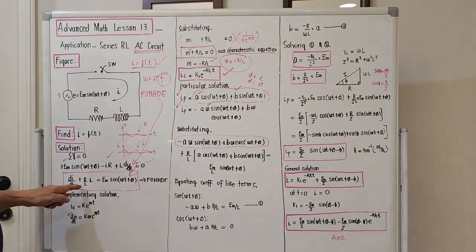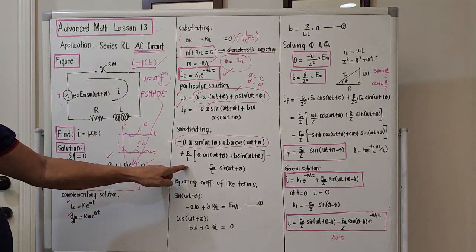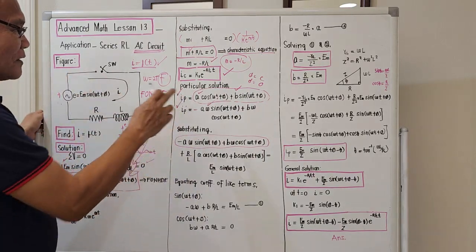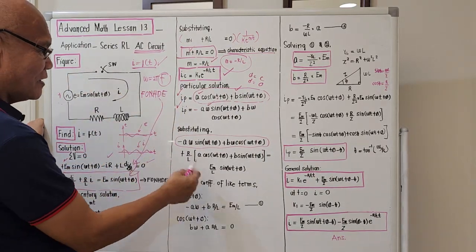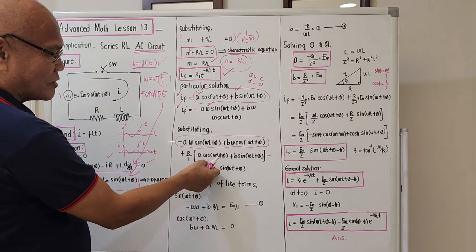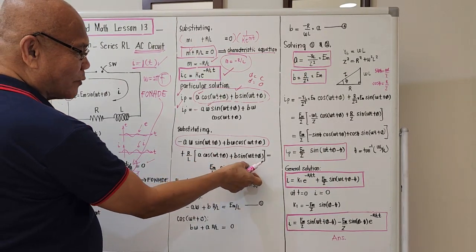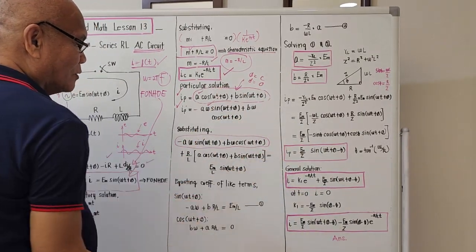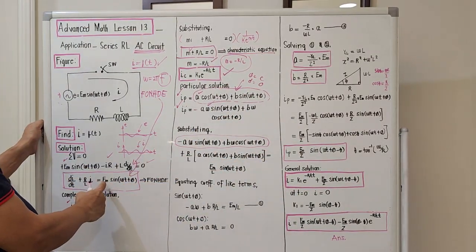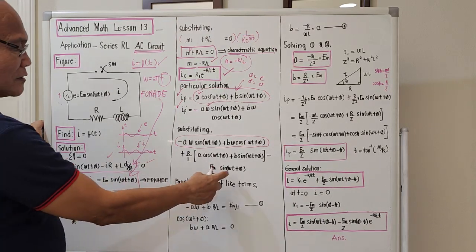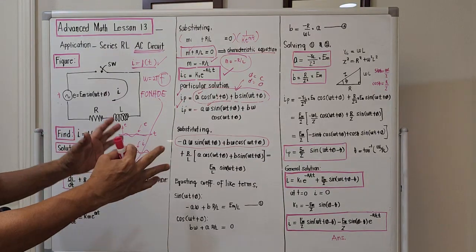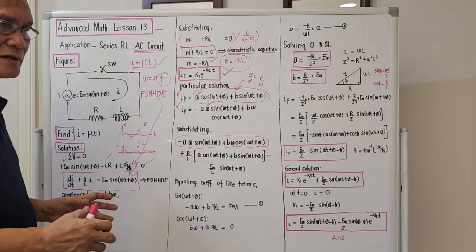The next one is R over L, times the value of the particular solution. The particular solution is actually the quantity A cosine of omega t plus theta, plus B sine of omega t plus theta, the assumed particular solution. And this should be equal to the right hand side, which is E sub m sine of omega t plus angle theta. It's not complicated. It's just that the angle inside is a double angle.